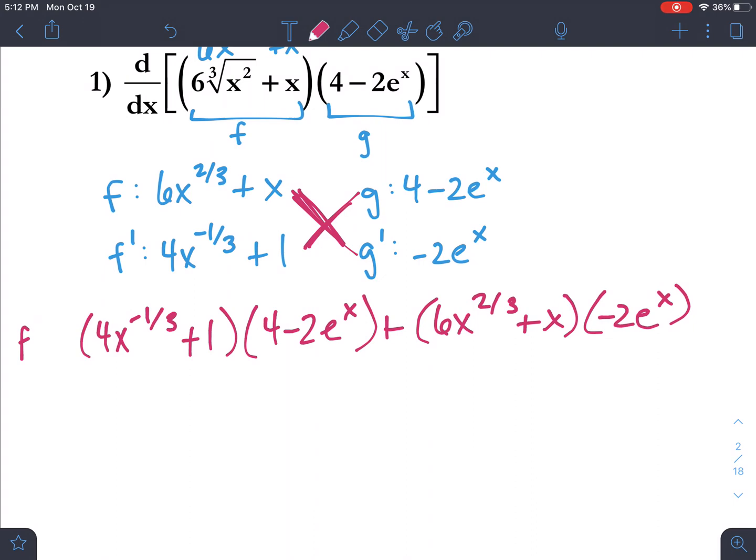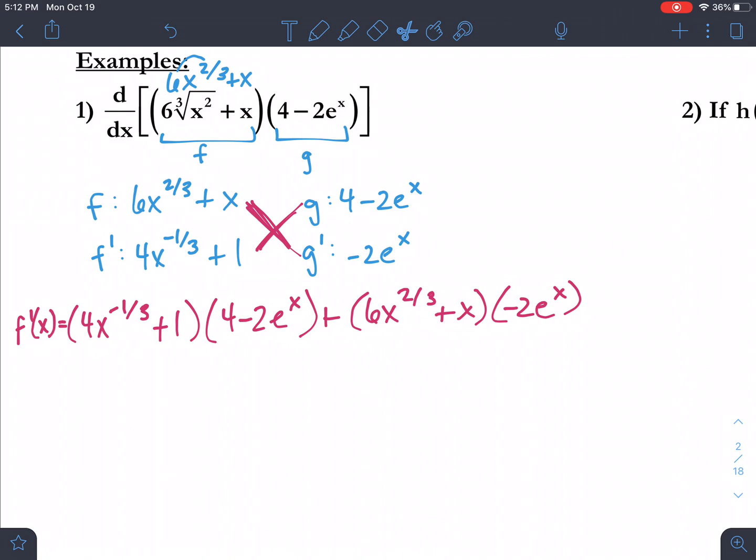This would be, we could say f prime of x for this whole function. I guess we should have named it something differently. We'll say this is y prime. Okay, and you can leave it like that. You actually don't have to multiply anything together. If it was a free response problem on AP, this is fine.